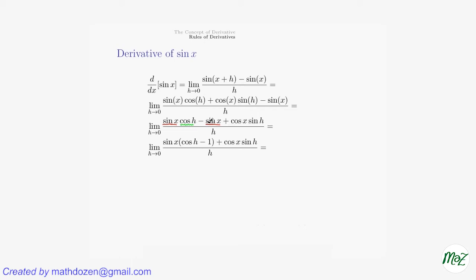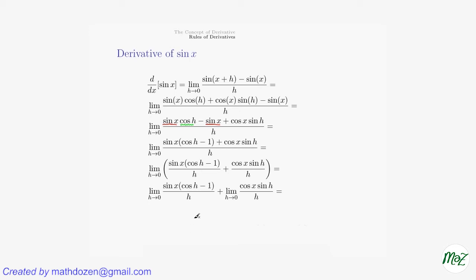And then there is negative 1 in front of sine x here. For the next step, we'll split this big fraction into the sum of two fractions and have the limit as h goes to 0 of this first part, sine x times cosine h minus 1 over h, plus the second fraction, cosine x times sine h over h. And that then could be split into the sum of two limits. The limit as h goes to 0 of sine x times cosine h minus 1 over h, plus another limit as h goes to 0 of cosine x times sine h over h.